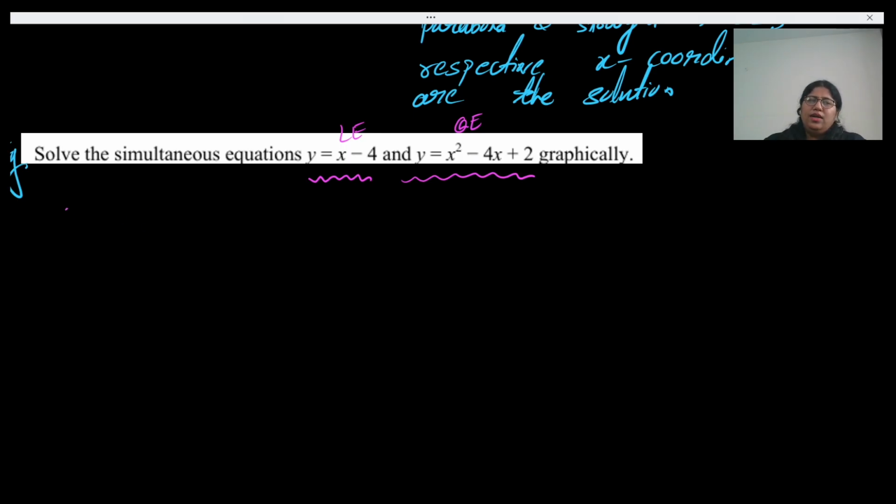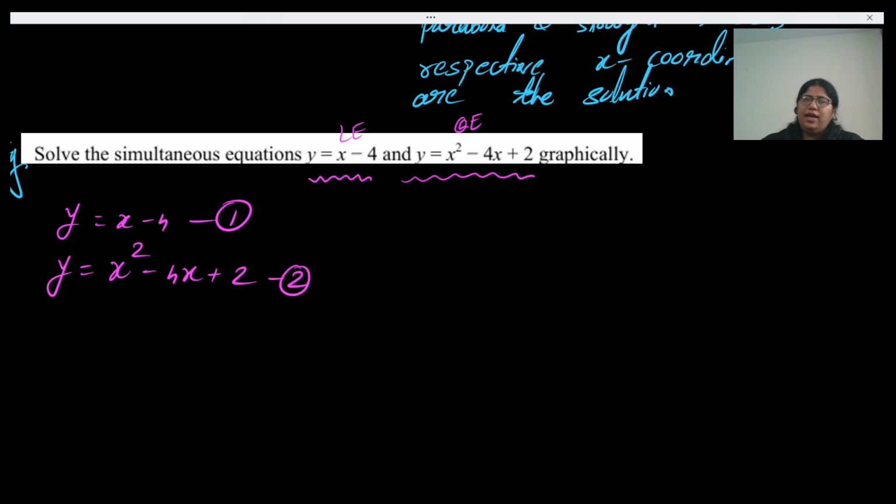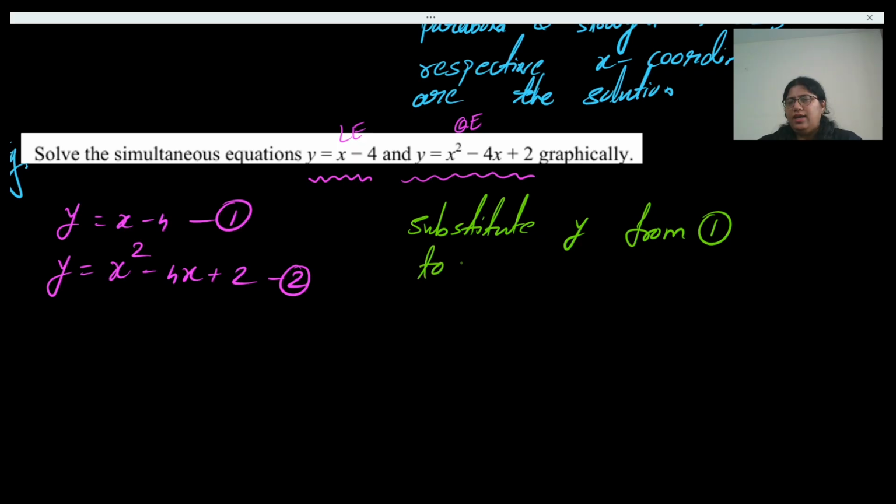So what do we do here? I already have the y value in my first equation. And what is the second one here? The second equation is y is equal to x square minus 4x plus 2. Now, what do you do here? Substitute y from the first equation into the second equation. Now, if I do that, x square minus 4x plus 2 will be equal to x minus 4.